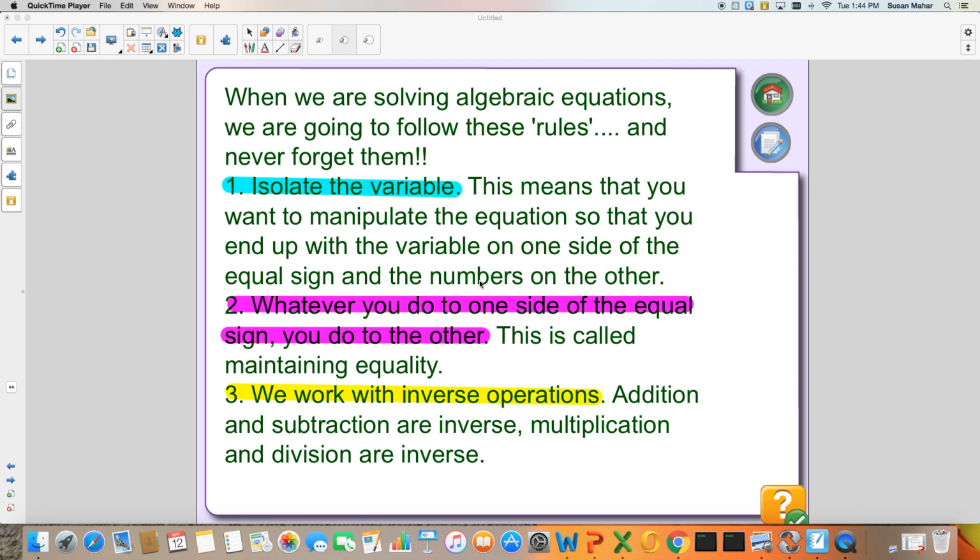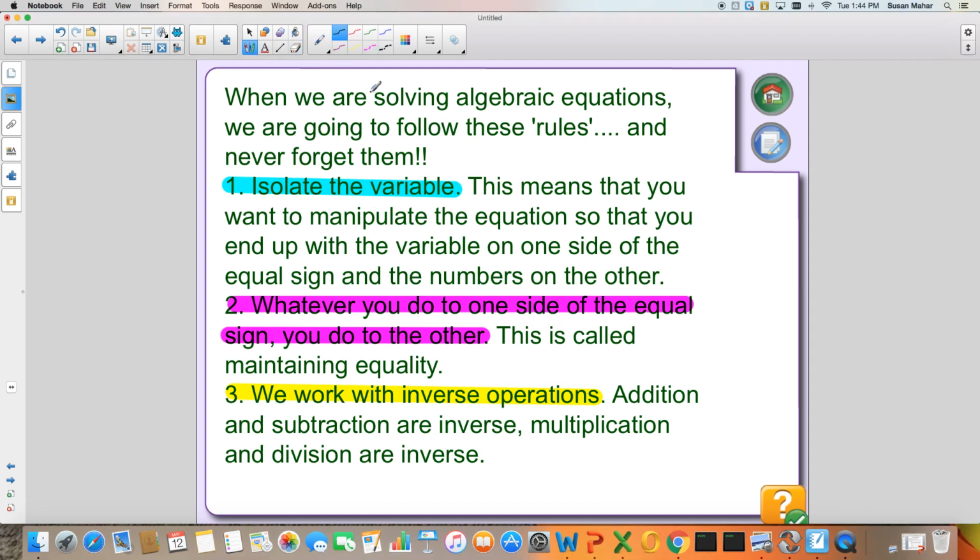You want to make the variable feel very lonely. And that means that you're going to manipulate the equation so that you end up with the variable on one side of the equal sign and numbers or a number on the other. So you could end up with something that looks like x equals 3 plus 2. Or you could end up with x is equal to 5. But my variable is isolated.